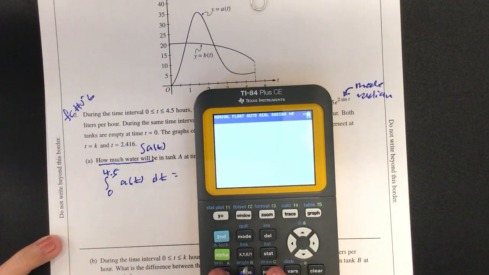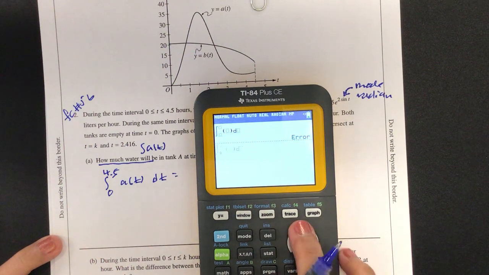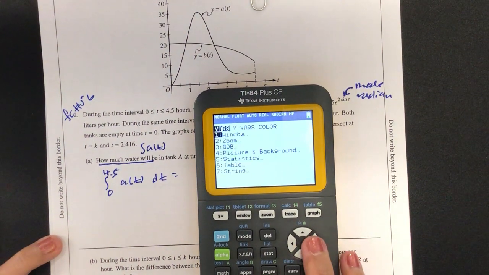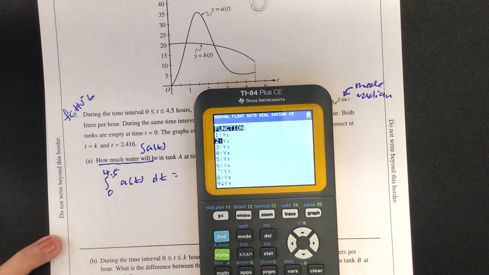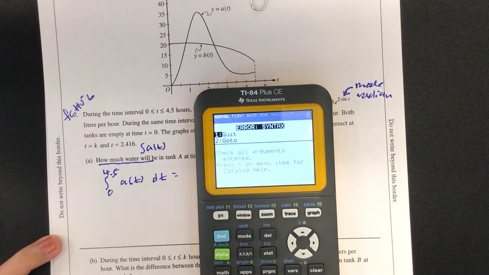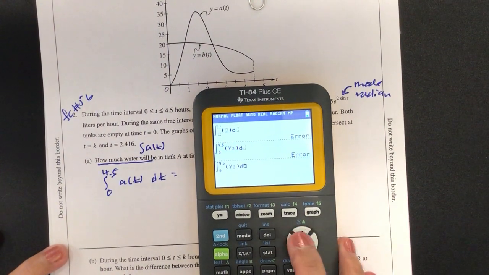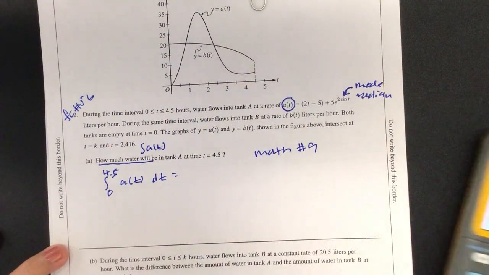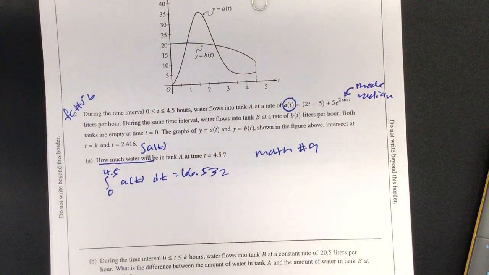Go to Math 9. We have our lower bound is 0, upper bound is 4.5, and I'm going to do my function. Vars, and then where do I go? Y-vars, function, and I'm going to select Y2. And look what I did again, I forgot to write dx. I keep doing that. I'm going to blame it on me rushing. And that's going to give you some value of 66.532.